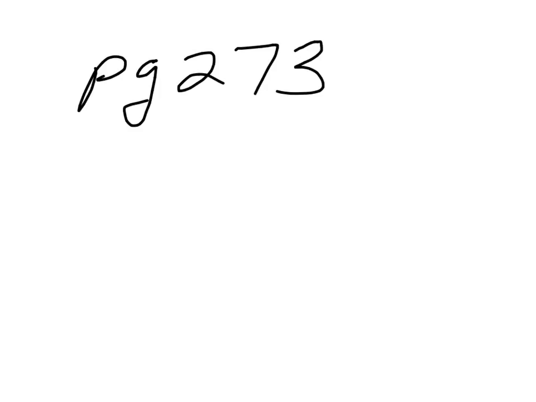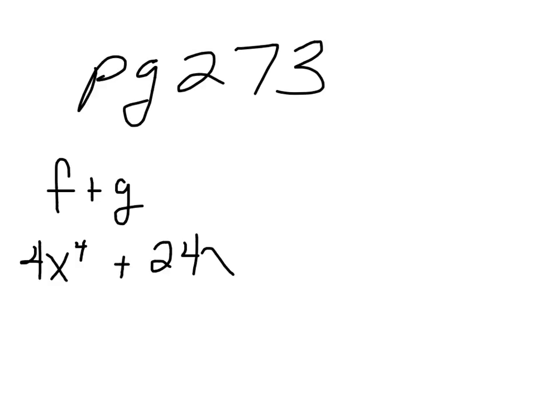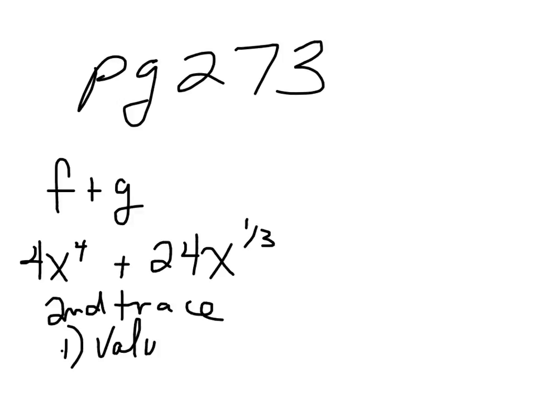So what I'm going to suggest on that, just for like 13's purposes, for the f plus g, type 4x to the fourth plus 24x to the 1/3. That goes in your y1. Then once you get that in your y1, then you go second trace. And the very first option says value, which is going to ask you, what number do you want to put in for x? That's what it's going to tell you.